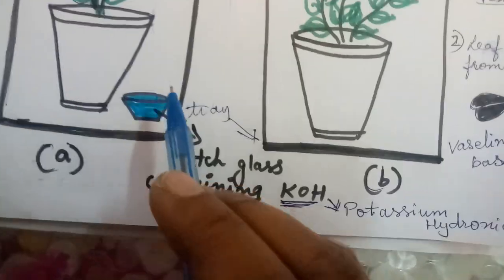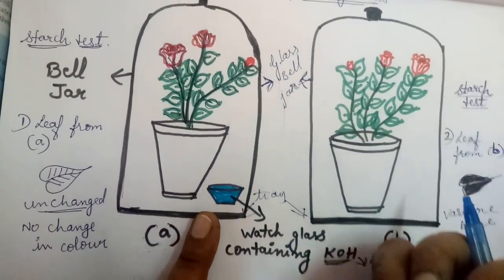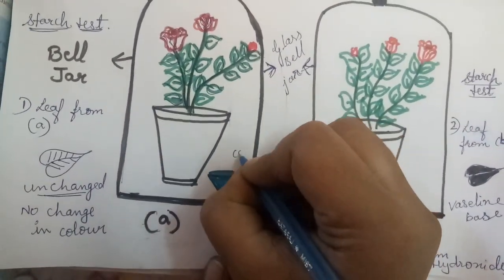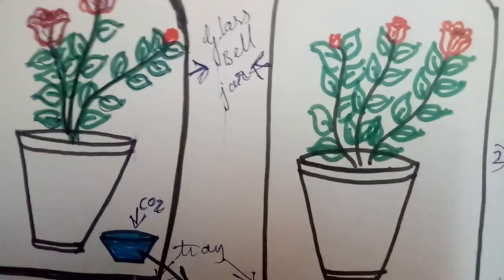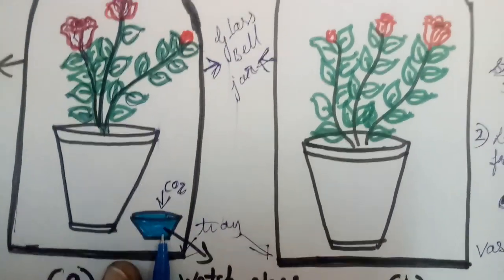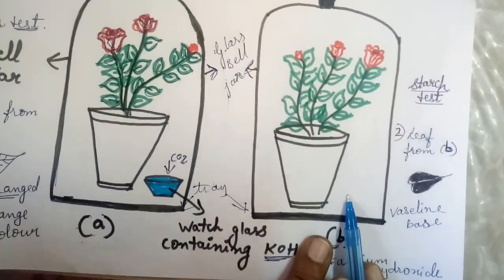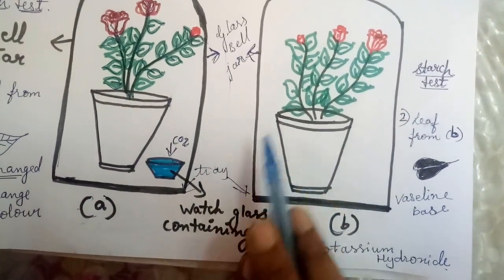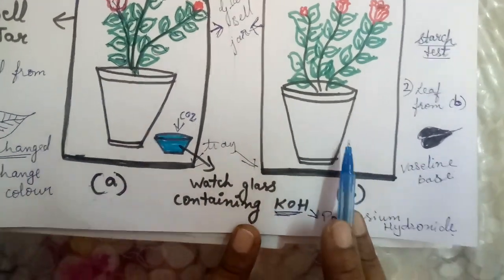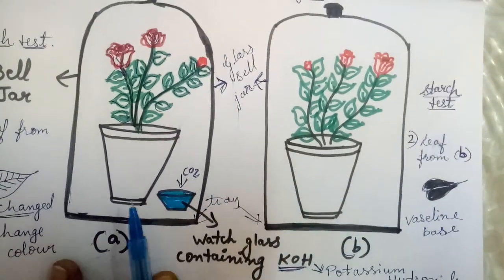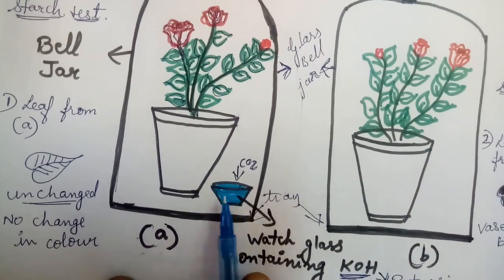Why is this chemical taken? Because potassium hydroxide absorbs carbon dioxide. What does it absorb here? Carbon dioxide. It can easily absorb carbon dioxide. So here we have taken potassium hydroxide, whereas in potted plant B no such chemical is taken. Keep it in mind: in potted plant B we have not taken any potassium hydroxide. Only in one potted plant have we kept the KOH in a dish.